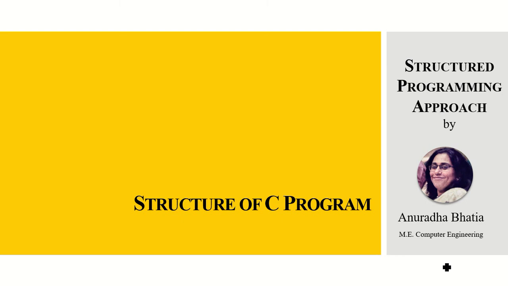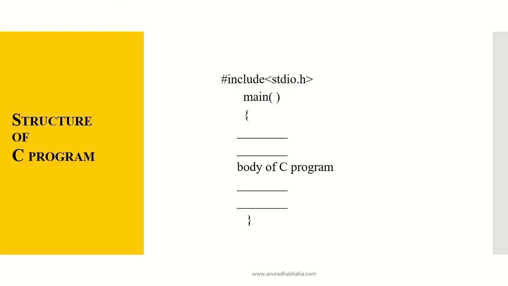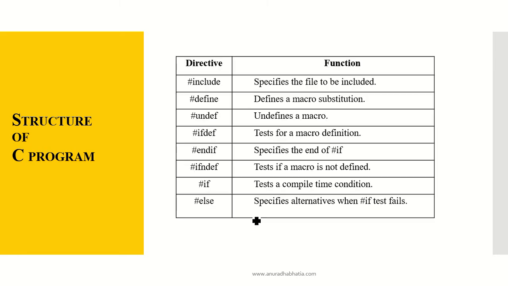Hi, let's study the structure of C programming, how a C program is written and what are the essential things that need to be considered while writing a C program in the structured programming approach. Now, the structure of a C program starts with #include <stdio.h>, main opening with a curly brace and closing with a curly brace, and whatever comes in between these two curly braces is known as the body of a C program. Now let's see what these statements mean.